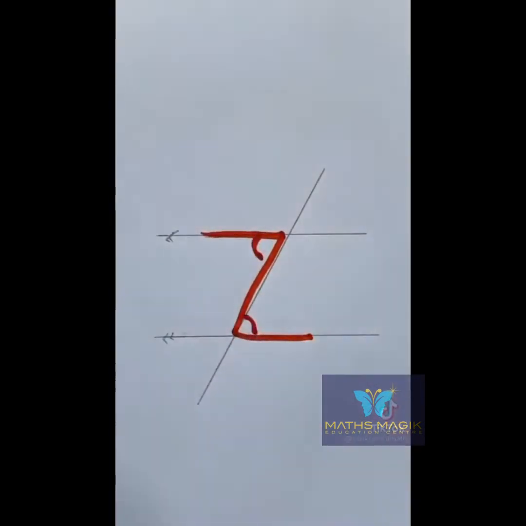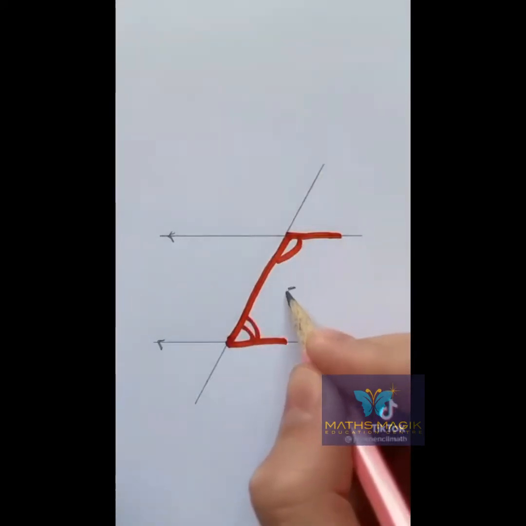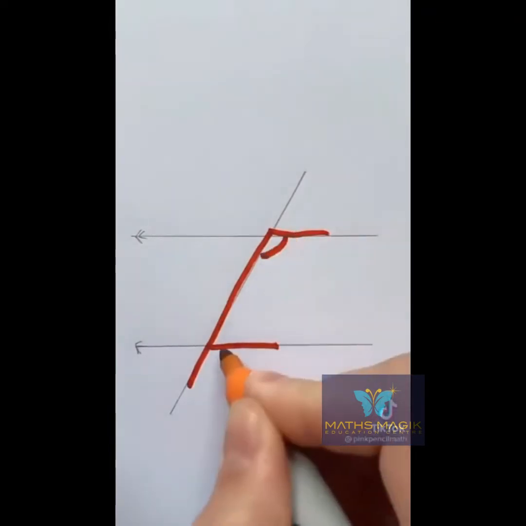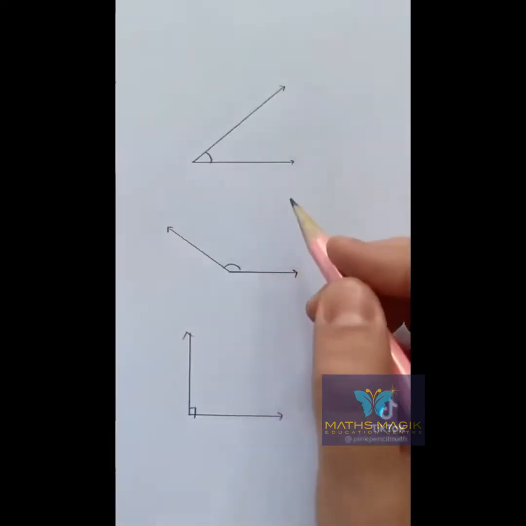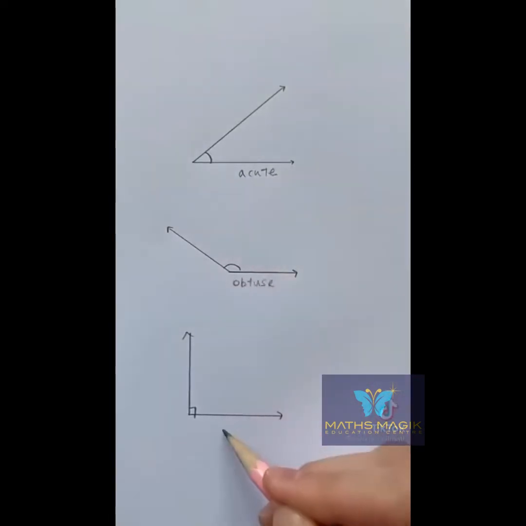If you have two parallel lines with a line through them, if you draw a Z, these two angles will be the same. If you draw the letter C, these two angles will add up to be exactly 180 degrees. And if you draw the letter F, these two angles will be the same. And don't forget, an angle less than 90 degrees is acute, above 90 degrees is obtuse, and exactly 90 degrees is a right angle.